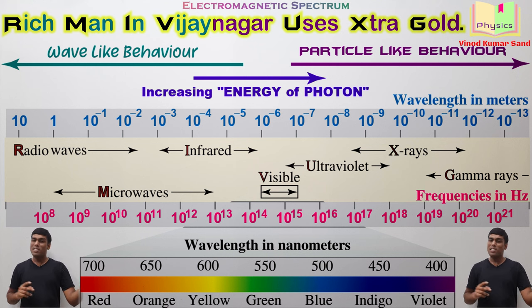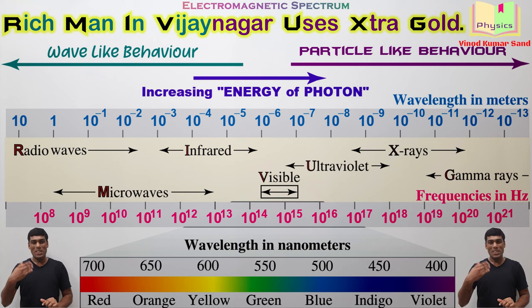And after the gamma rays, there are cosmic rays also. We won't be discussing them in this video. Got it? Note it down. Or same trick few other people might learn it as, rich man in village uses extra gold. Then I'll go through the details of each part of the EM spectrum one by one.